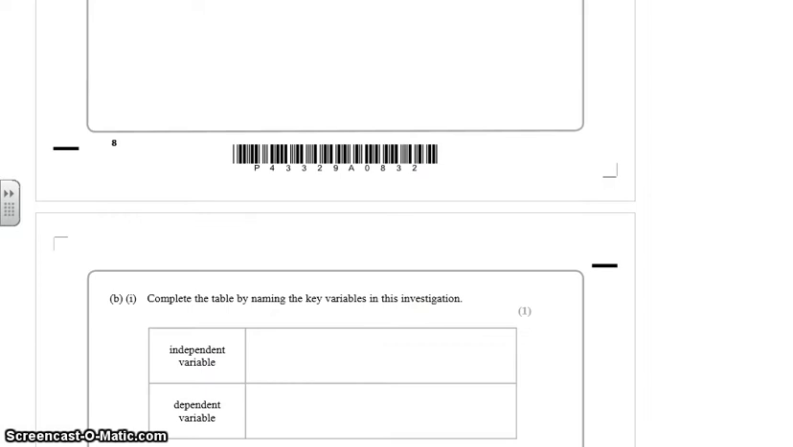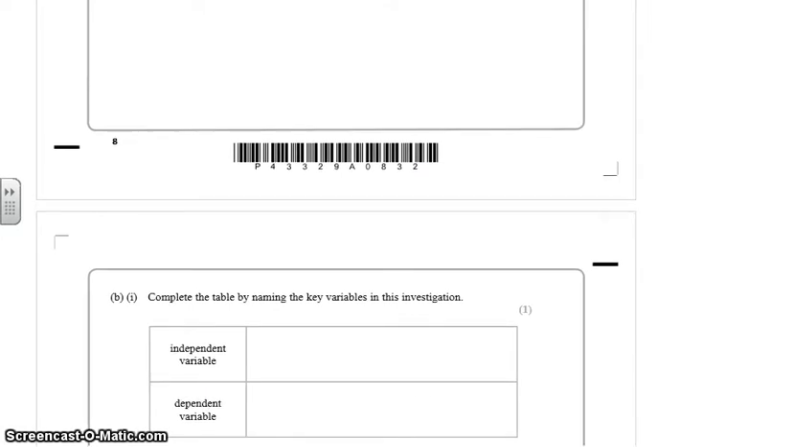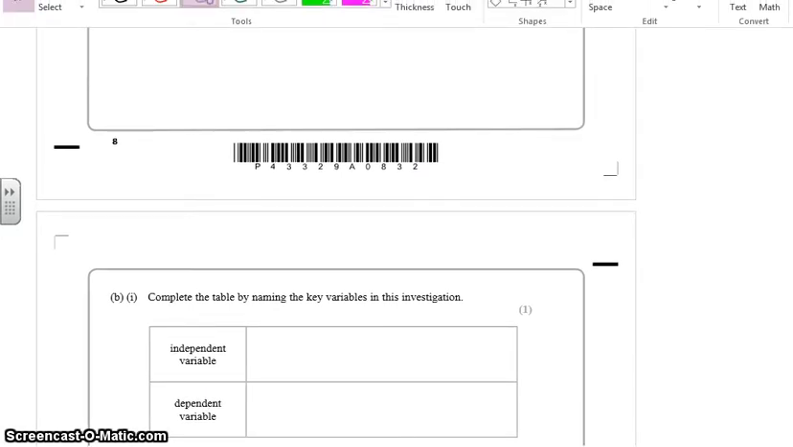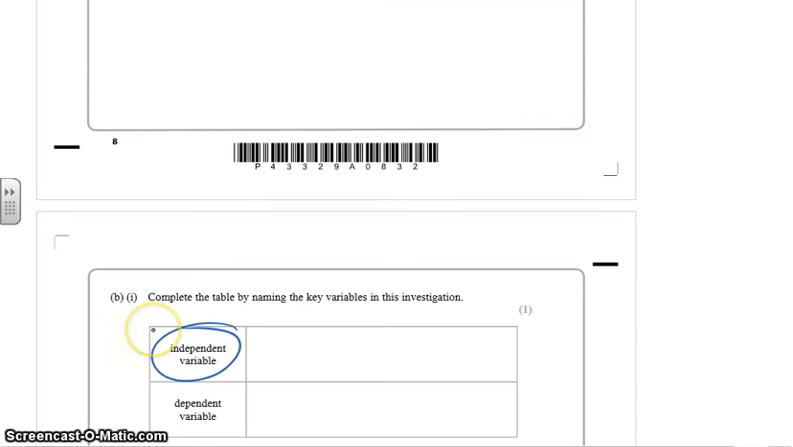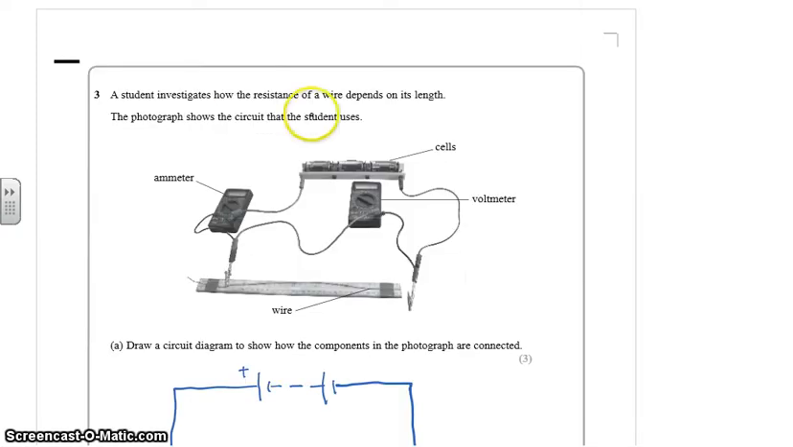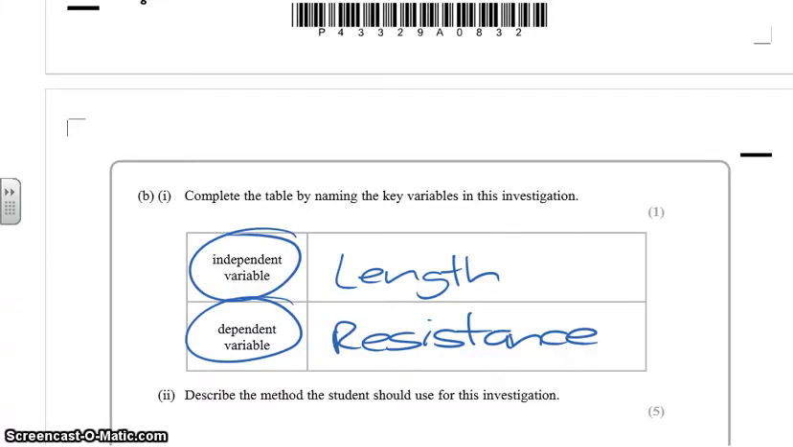Next question about the variables. The independent variable is the thing that gets changed in the experiment, and the dependent variable is the thing that gets measured. So we need to look back and work out what those are. If you read what the investigation is all about, you can see that we're going to be changing the length, so that's going to be the independent variable, and we're going to be measuring the resistance. And you need both of those variables to get the mark.